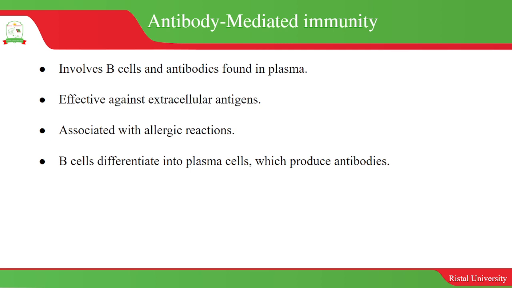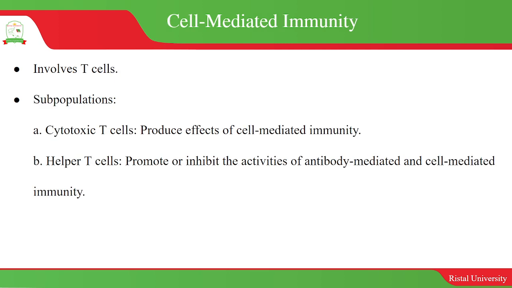So antibody-mediated immunity involves the B cells and the antibodies formed in the plasma. This type of immunity is very effective against extracellular antigens. That means these are antigens that have not entered the cells. And it is associated with allergic reactions. The B cells are the ones that actually produce the antibodies. They differentiate into plasma cells and then produce the antibodies.